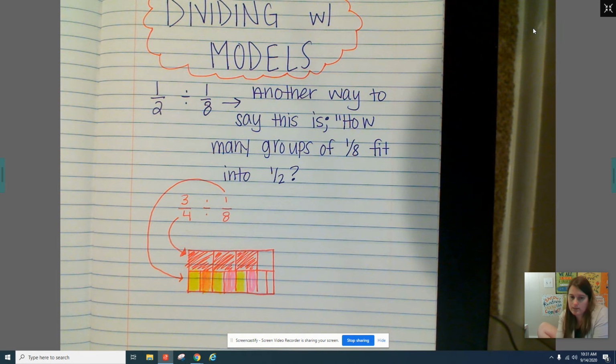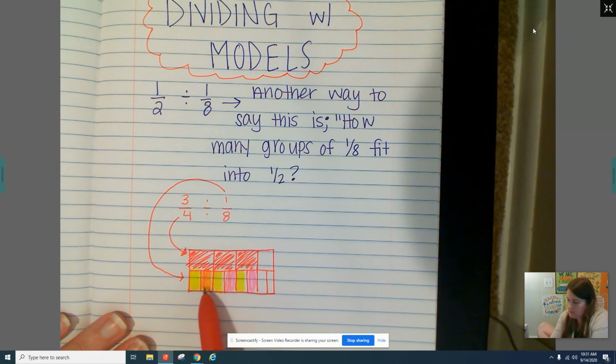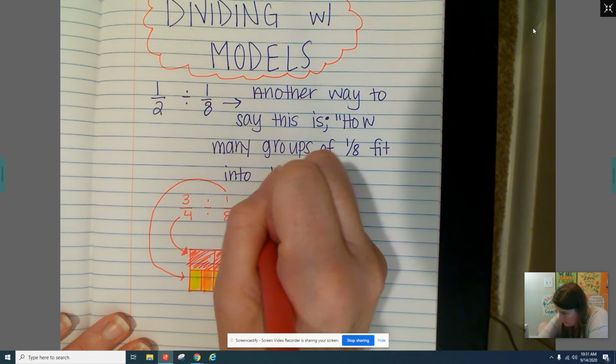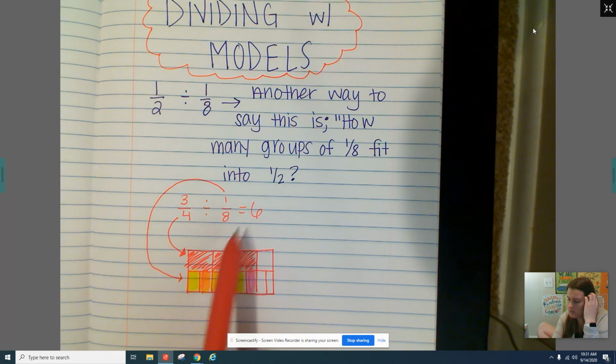Okay, how many boxes did you color on the bottom? And then that's your answer. 1, 2, 3, 4, 5, 6. So it's going to equal 6. All right, there are 6 groups of 1/8 in 3/4.